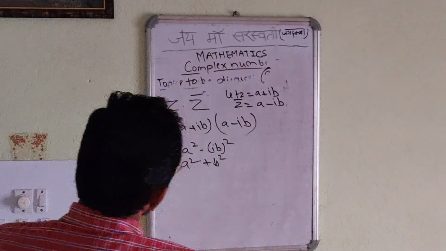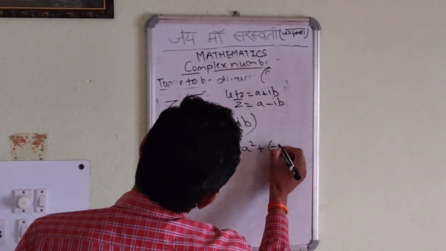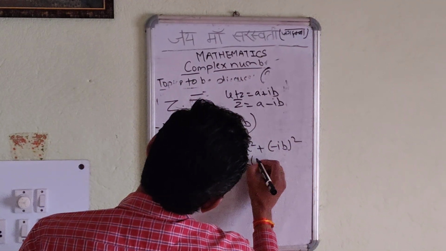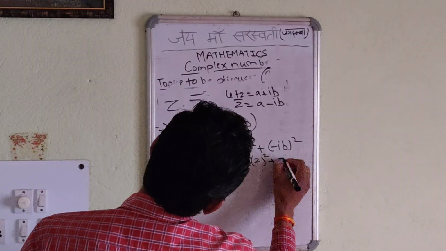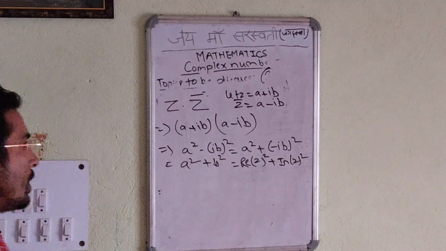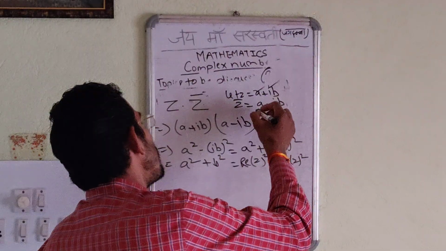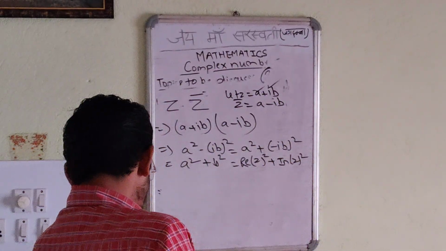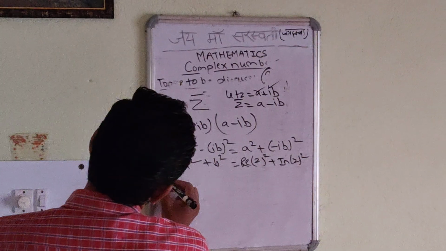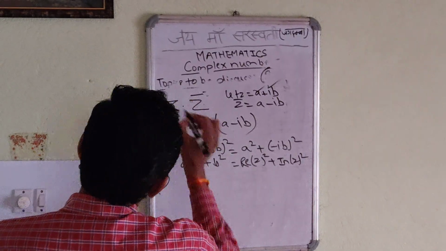That is, it is a square plus minus ib the whole square. Understood? It is the real part whole square plus the imaginary part whole square. This is the real part, this is the imaginary part. This is the sixth property, and now the seventh property.